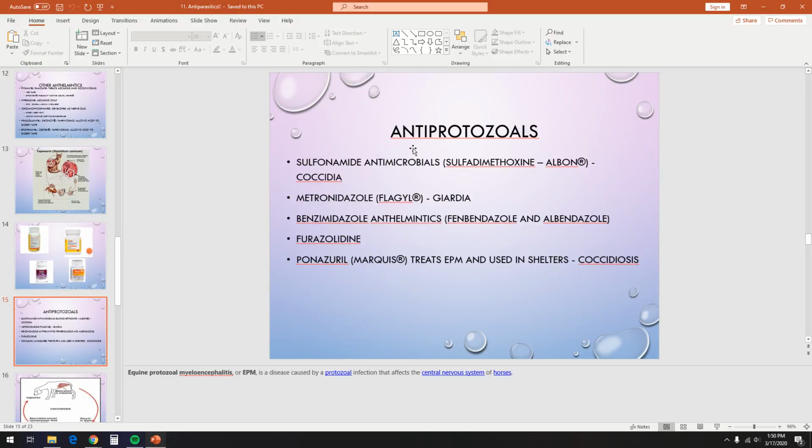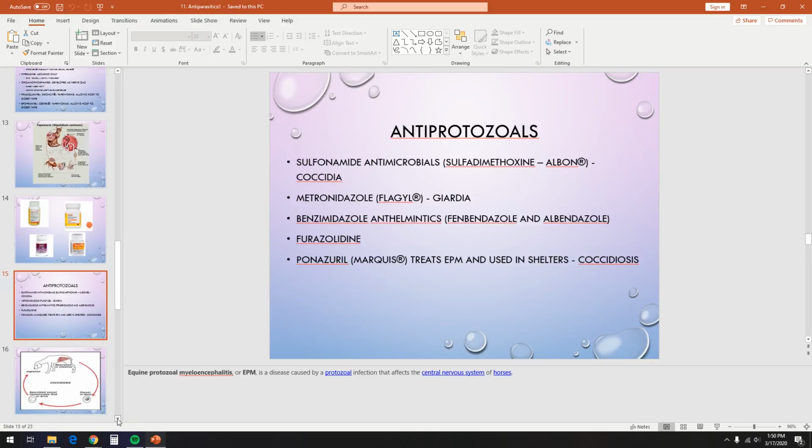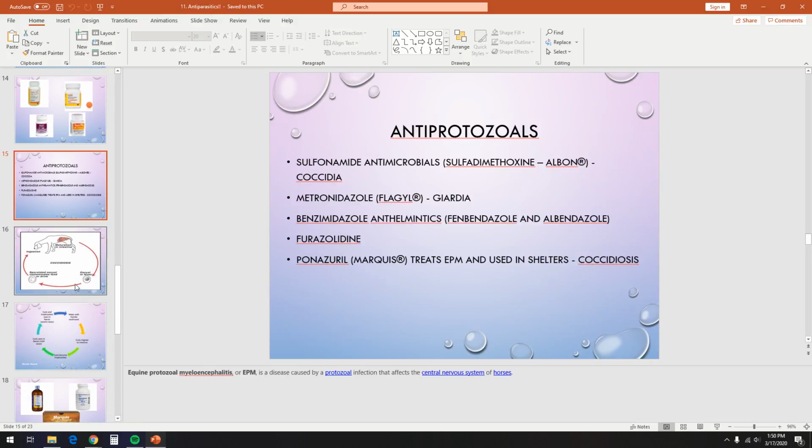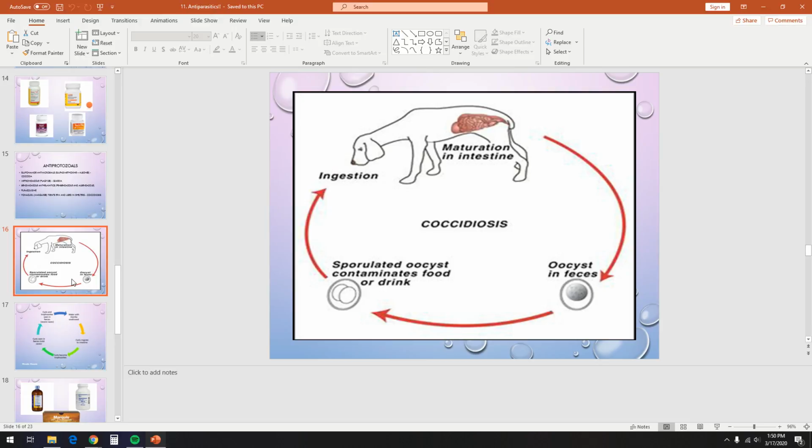Ponazuril, we see this very commonly used, which is also called Marquis. It treats EPM and is used in shelters. EPM is equine protozoal myeloencephalitis, caused by a protozoal infection in the central nervous system of horses. We use it a ton in shelter medicine. We use it for coccidiosis all the time. It's this big, thick white paste that's meant for horses essentially, so we dilute it down and give it to puppies and stuff like that.